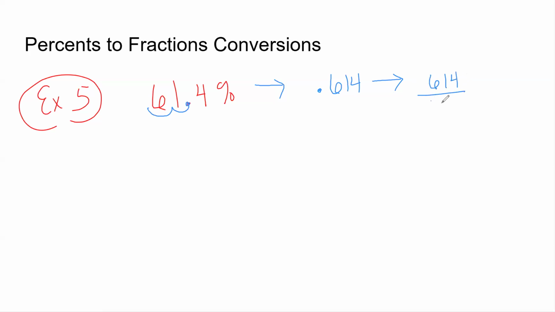So that's 614 thousandths. And then you can reduce from there. They're both even, so I'm going to divide by 2. That would be 307 over 500. And I don't think that would reduce anymore, but I'll check. Nope, we're good. Let me do one more like that.